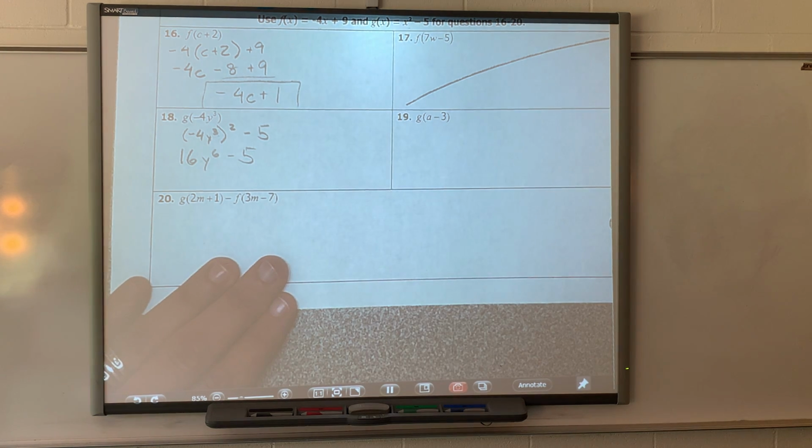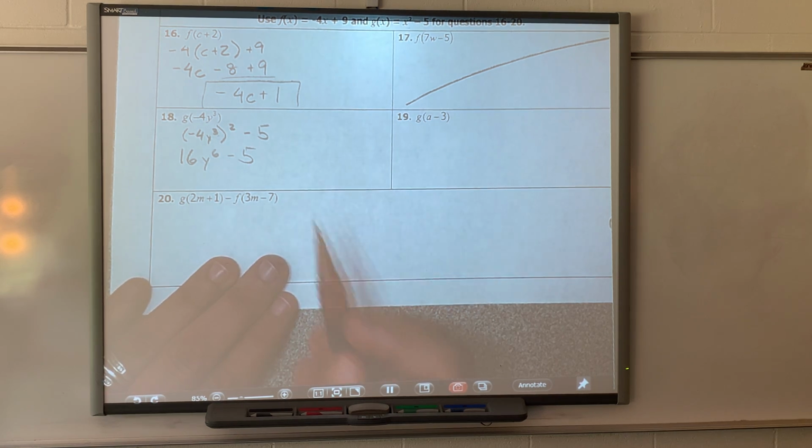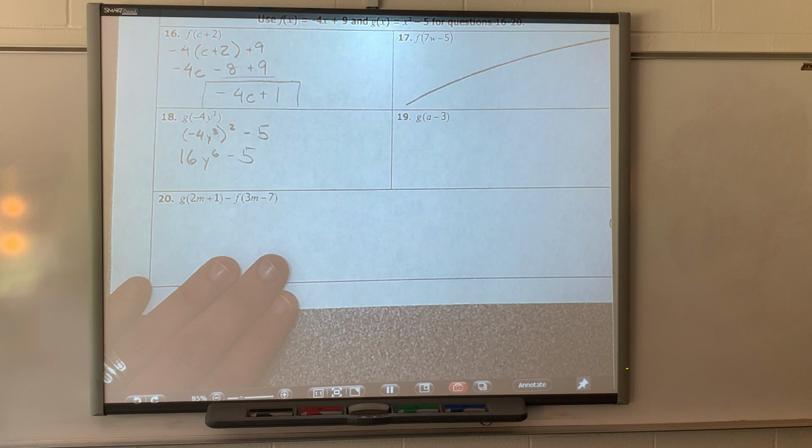Can I do anything else with this? No, there's nothing else to do there. You're finished. I can't combine anything because this doesn't have anything with it. So there's nothing else I can do there. Is everybody okay with this one?